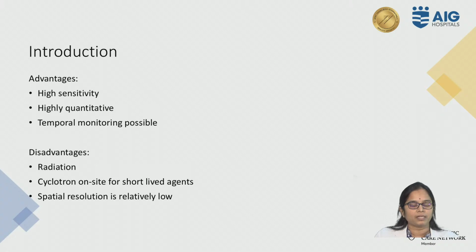Around 12 to 15 millisieverts of radiation exposure is there, so it should be planned accordingly whether to use PET CT, and what are the basic indications, what are the advantages. Based on this only we have to plan PET CT, otherwise radiation exposure is high. Next, the commonly used radioactive material has a short half-life, so an in-site or nearby cyclotron facility is required, and the spatial resolution is relatively low, but the newer generation PET CT has a spatial resolution around 0.3 mm.